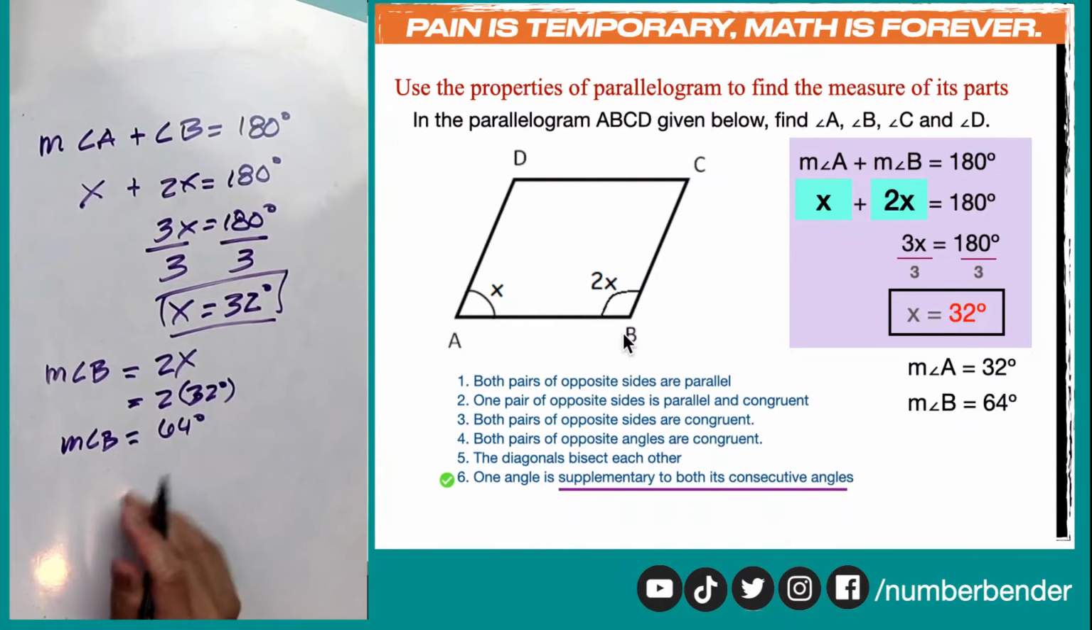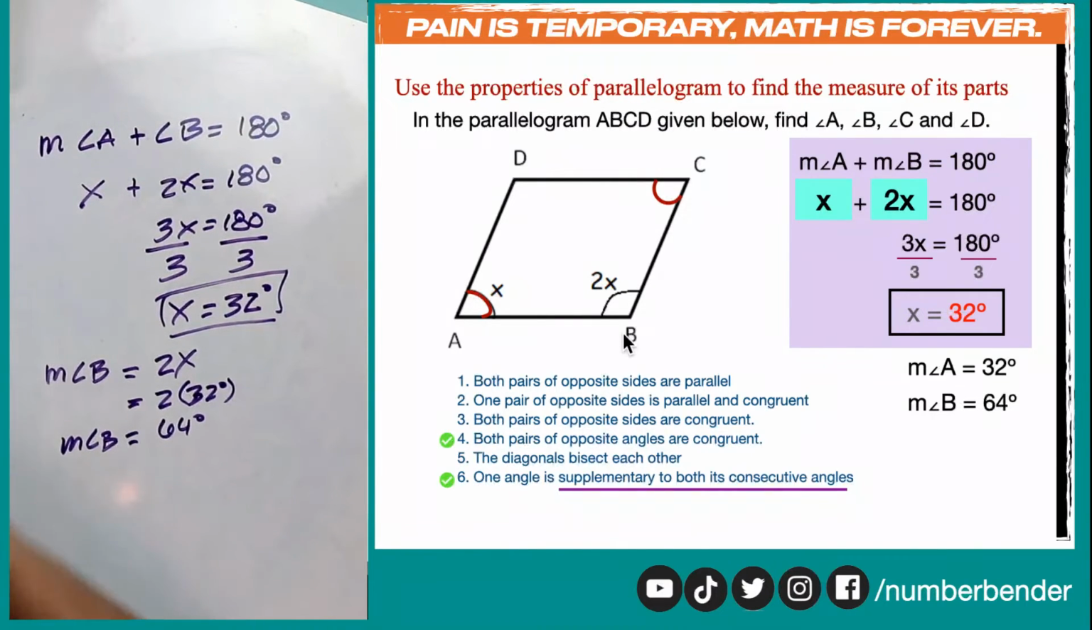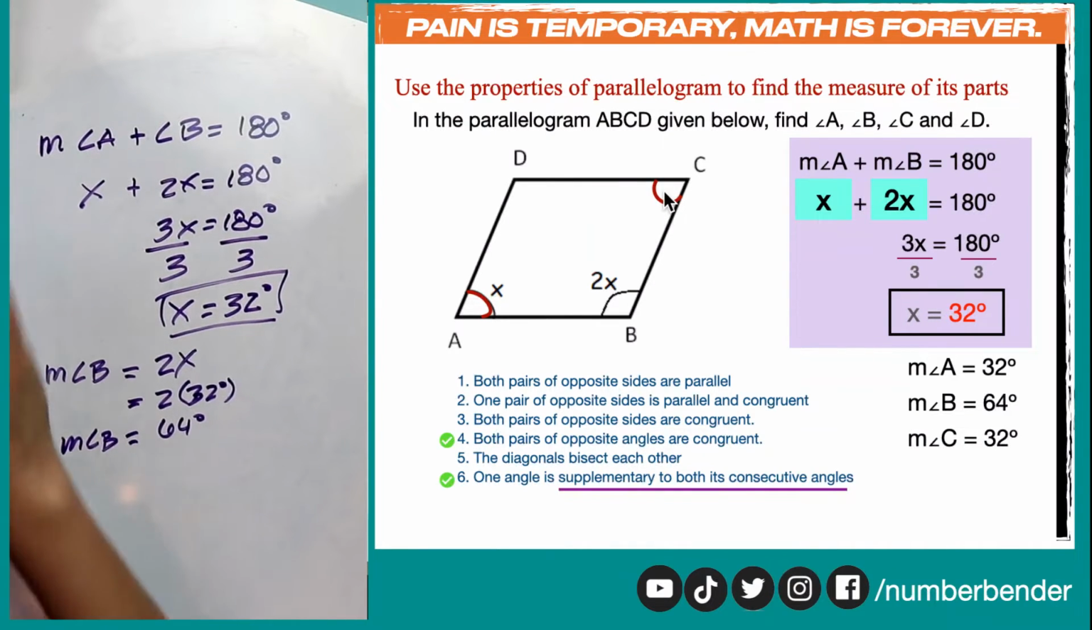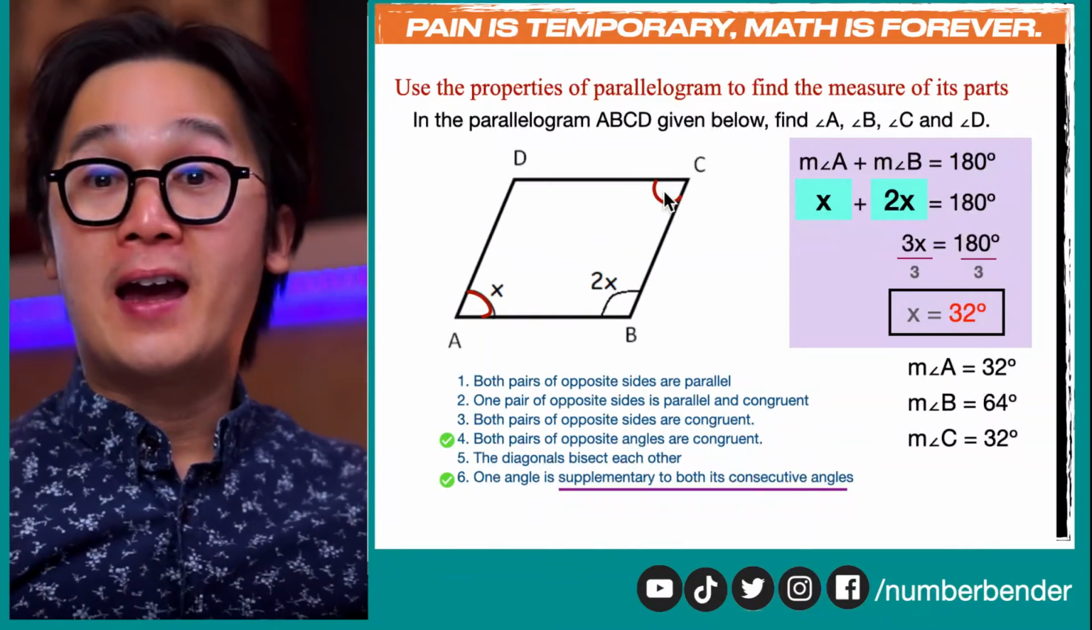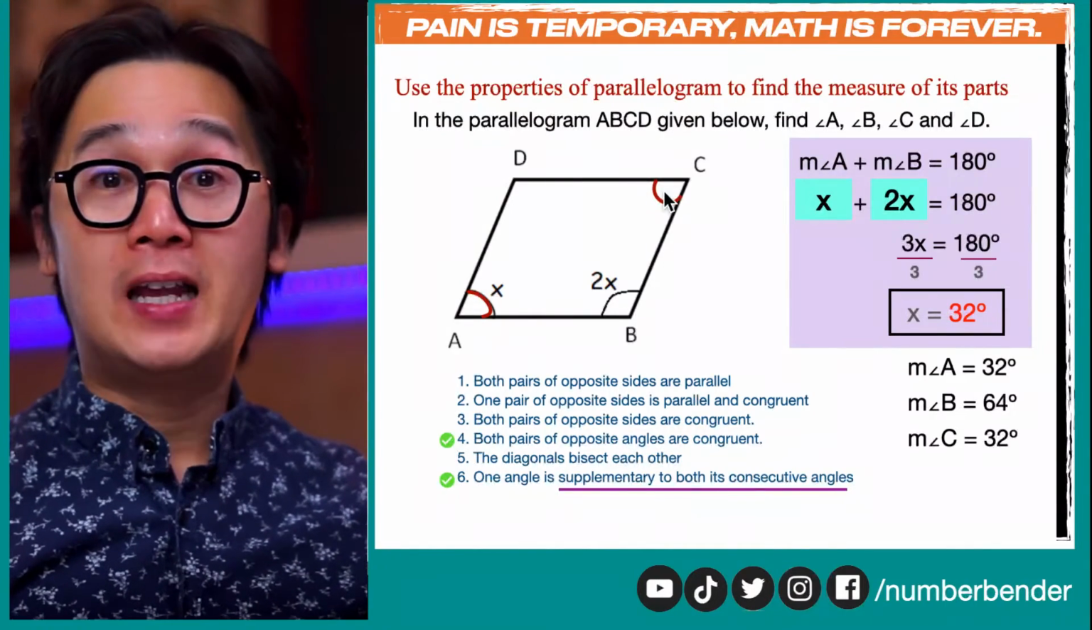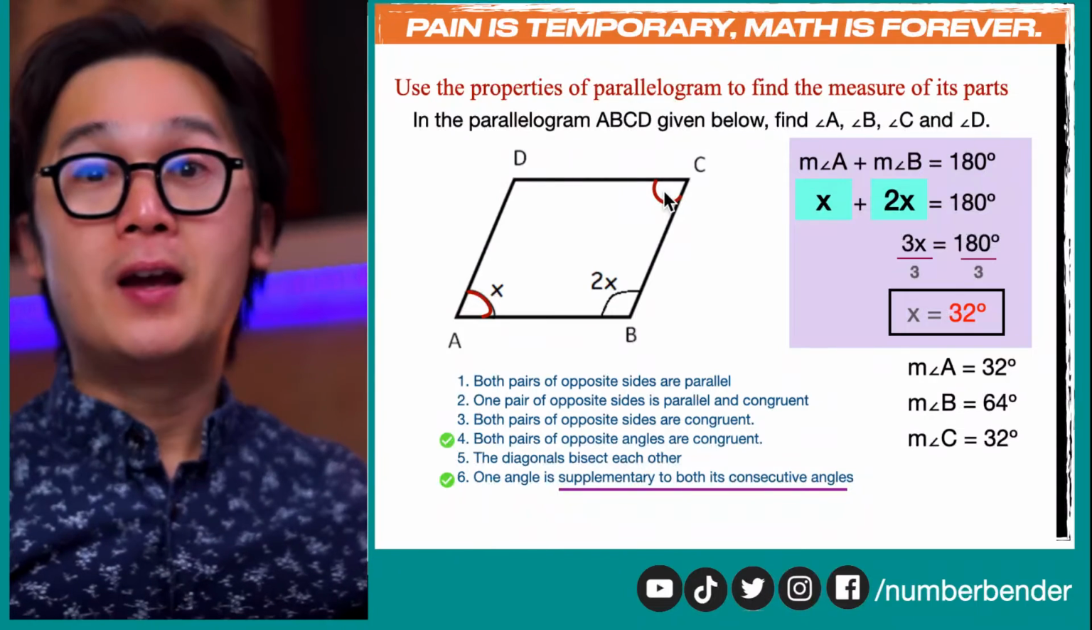And what property are we going to be using here? Property number 4, which is, according to here, both pairs of opposite angles are congruent. So that means if angle A is 32, its opposite angle, angle C, will also be equal to 32 because they are congruent or equal to each other. So without even doing any math, we'll just write angle C is equal to 32 degrees because we know that the properties of a parallelogram hold in this particular problem.